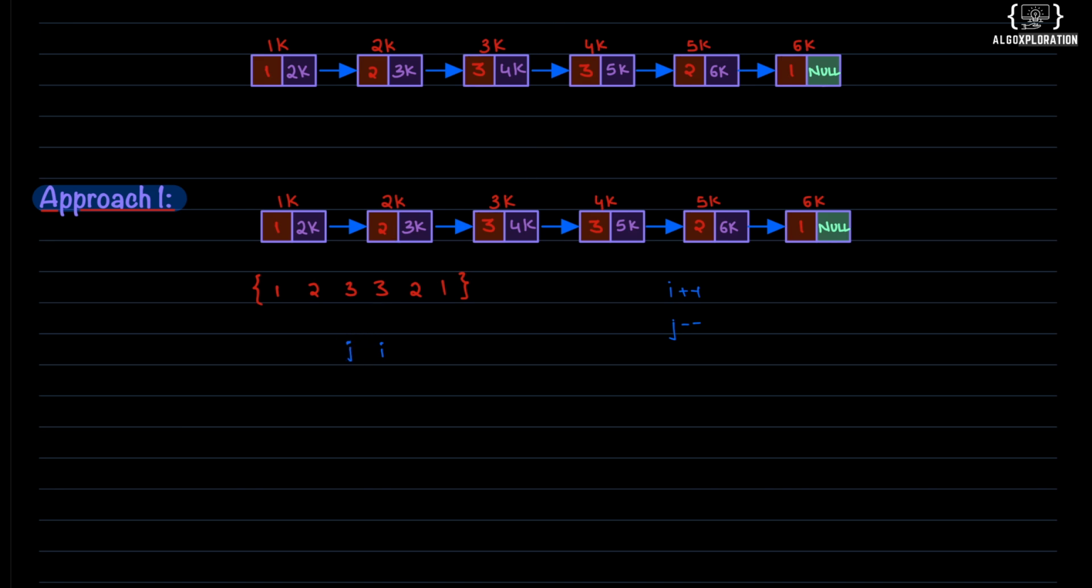The condition would be that i shouldn't cross j. i should be less than j. So if this condition is false, then we terminate the loop and simply return true because it is a palindrome, right? So in this way you can solve this problem. This will be the brute force.